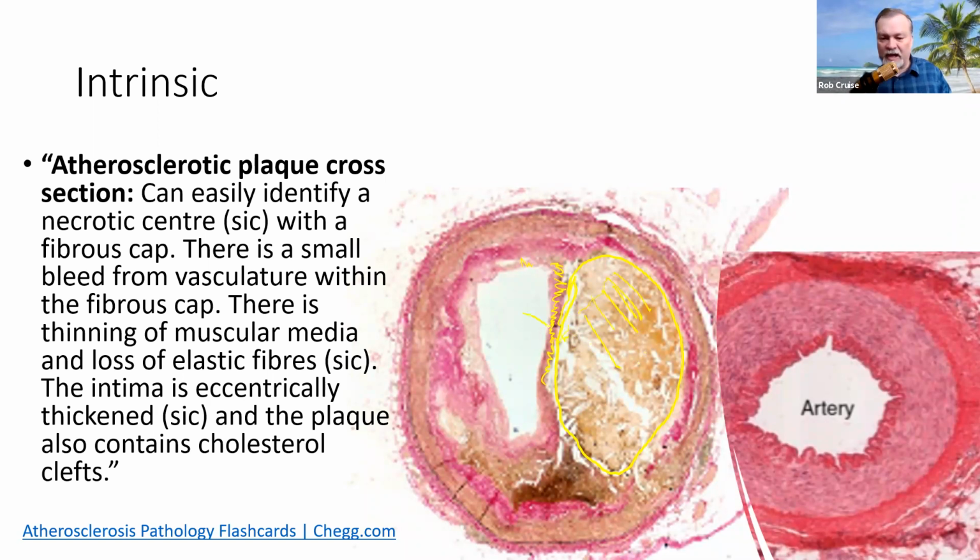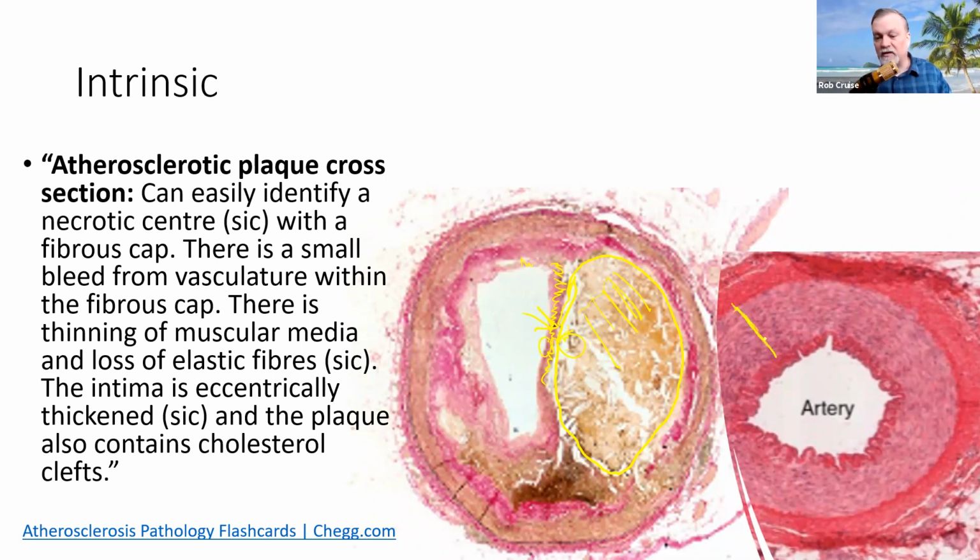Problem is, if the fibrous cap is torn off, the cap and the tissue, the dead tissue underneath it, can embolize, and then you have other problems, right? Okay, take a look at the vessel wall over here.